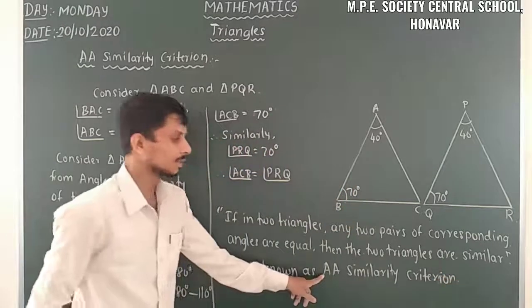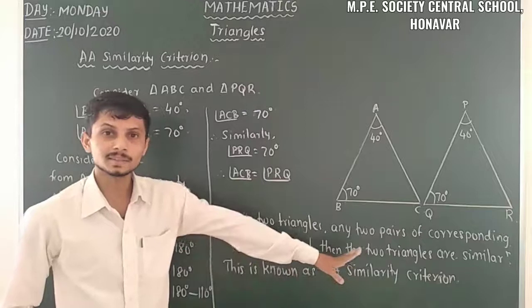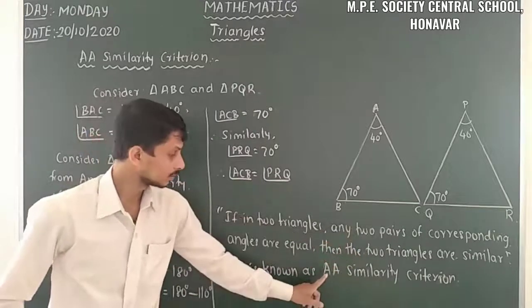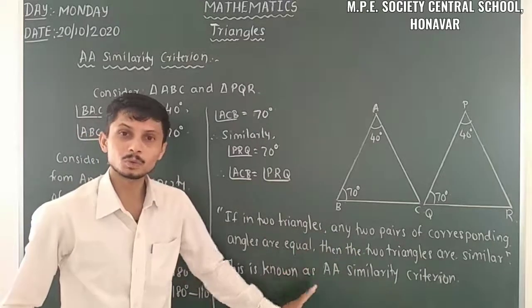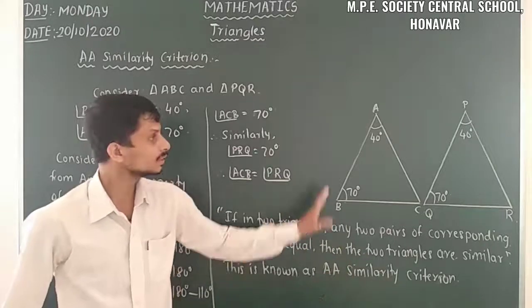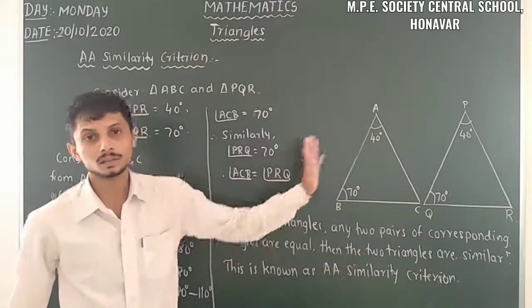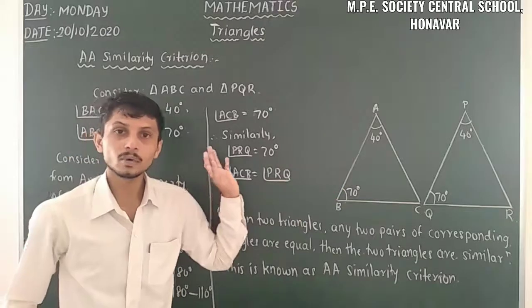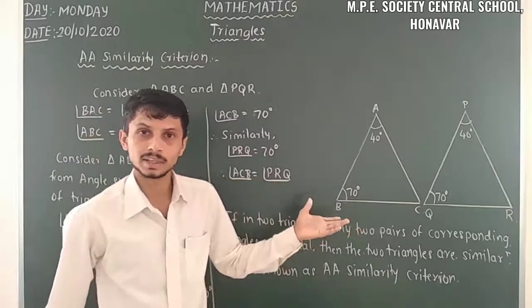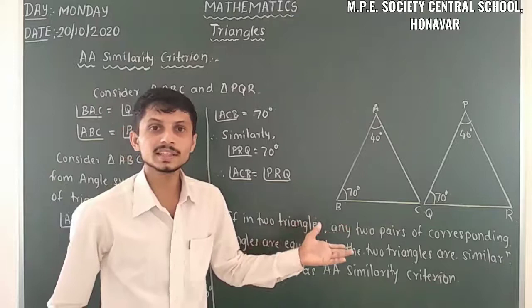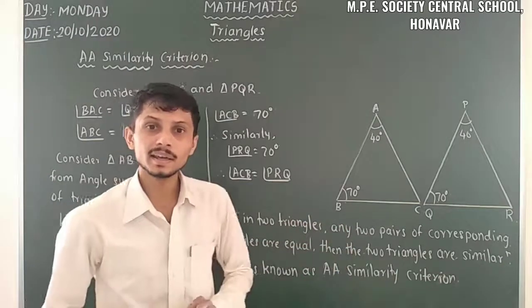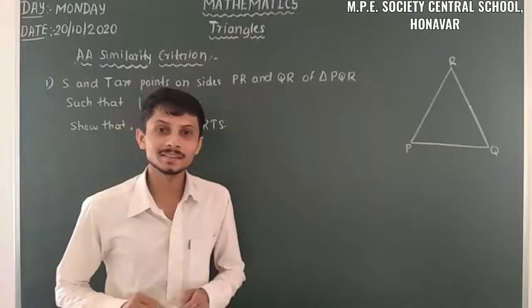So that is the AA similarity criterion, which means angle similarity criterion. If two pairs of corresponding angles are the same, we can take those two triangles as similar. So let us take some problems based on the AA similarity criterion. Let us take the first problem.